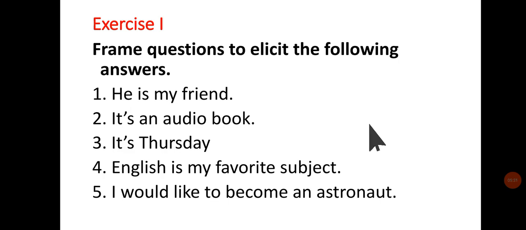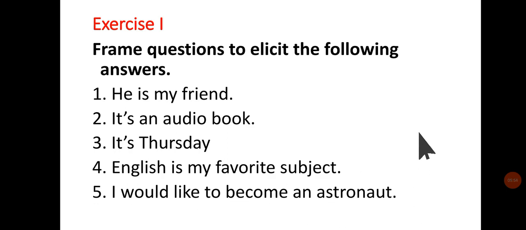We have to use WH question again. Okay, these are all the informative questions that you have to frame. Which is your favorite subject? Your answer can be English is my favorite subject, or mathematics is my favorite subject, or commerce is my favorite subject.